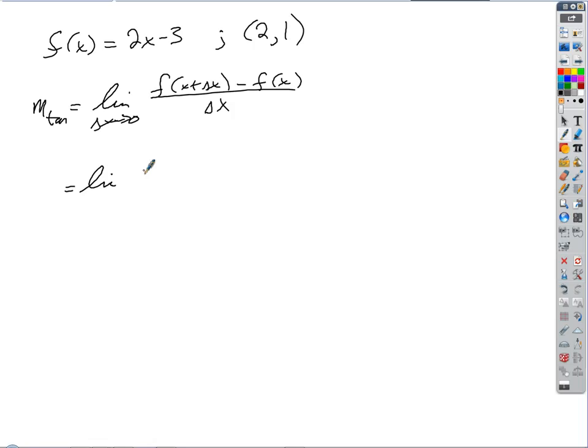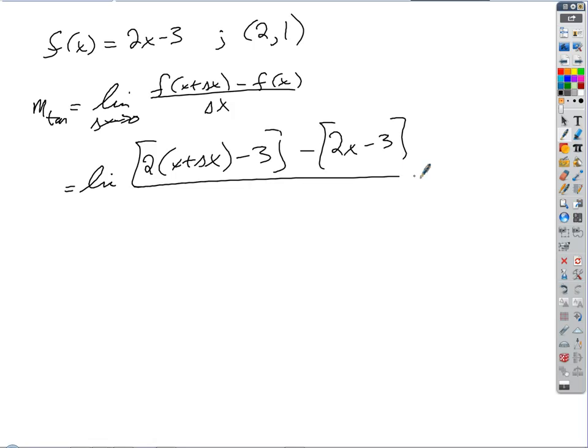Okay. So we get the limit of 2 times x plus delta x minus 3, minus f of x, which is 2x minus 3, right? So did the x just become x plus delta x? Yeah. Divided by delta x as delta x goes to 0. We could even be more specific because we know that the x value we're choosing is 2, right? So I could even replace all the x's with 2's if I want, right?